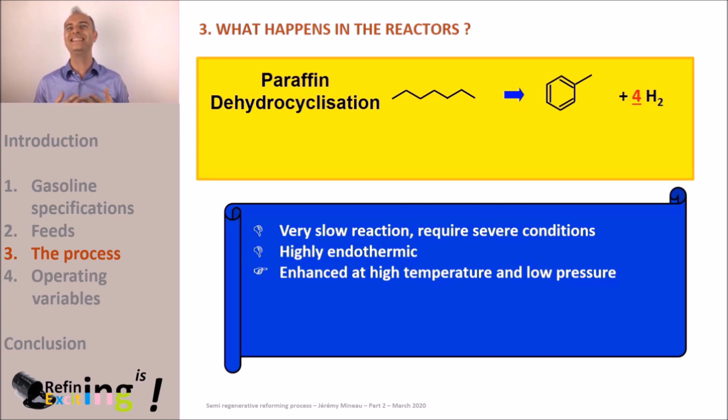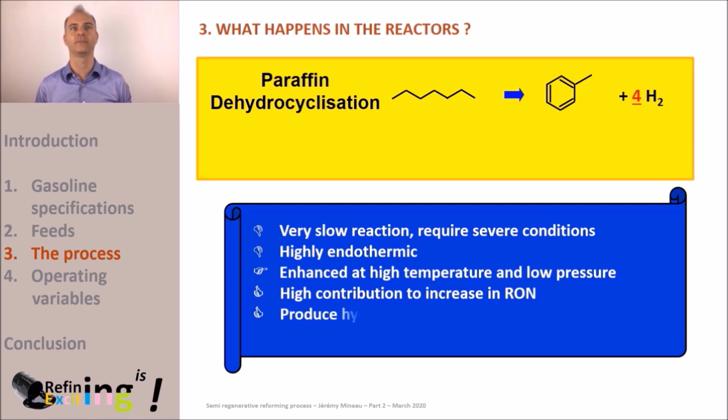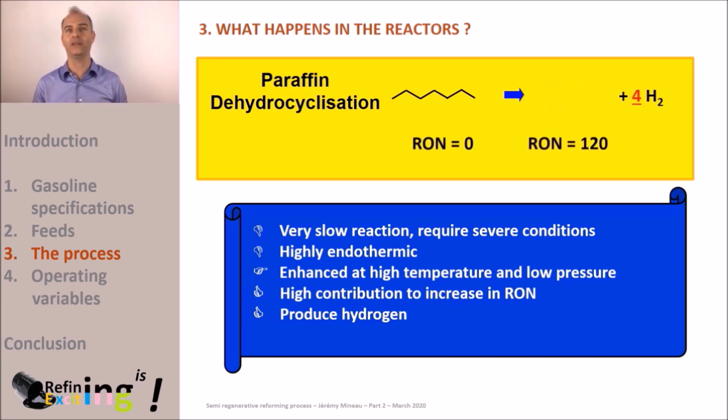They make a very significant contribution to increasing the octane number and in the production of hydrogen. For example, N-heptane has a RON of 0 that goes up to 120 when it is transformed into toluene. That's plus 120 points. These reactions also mean a reduction in the volume.